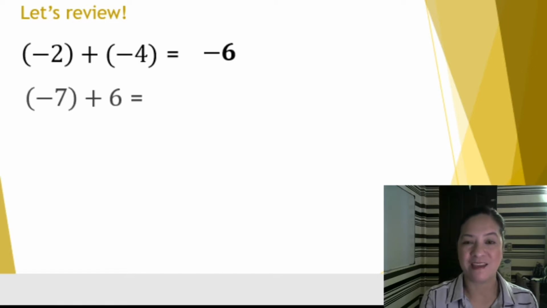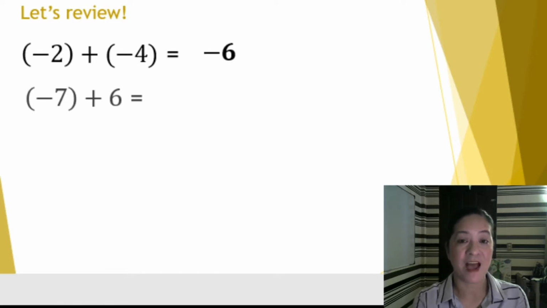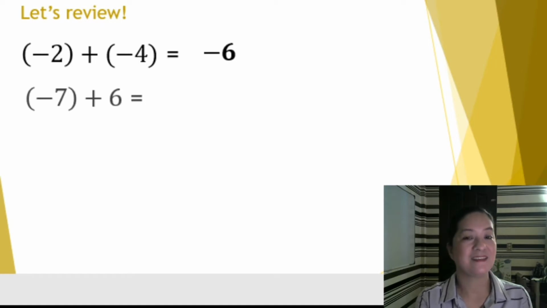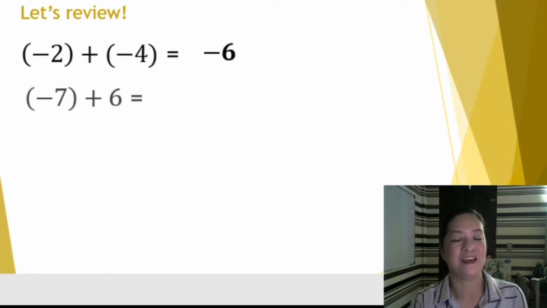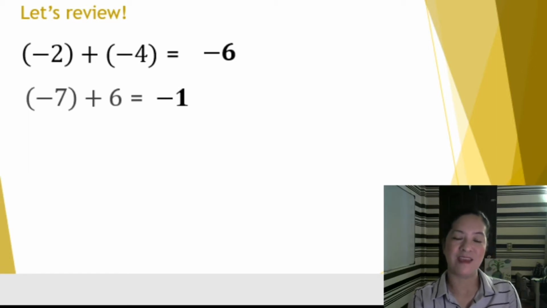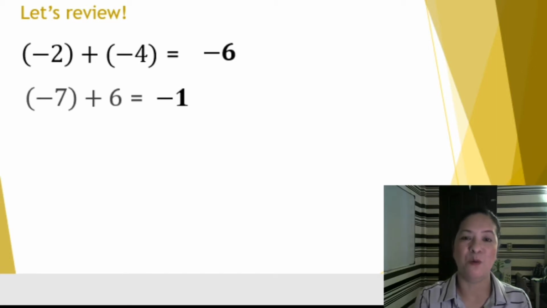Okay, we have negative 7 plus 6. Now, you are adding two opposite signs, one negative and one positive. So, just get their absolute values. Then subtract the smaller from the bigger. So, 7 minus 6 is 1. And get the sign as that of the bigger absolute value. So, therefore, the answer is negative 1.